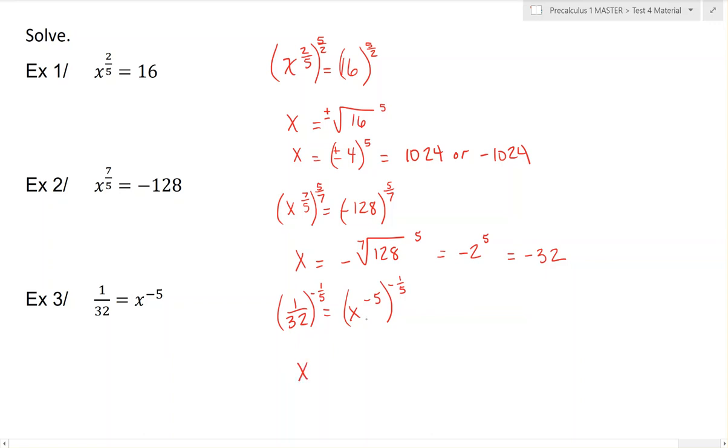So x to the negative 5 to the negative 1/5 gives me just an x. And when I have a 1/32 to the negative 1/5, what that is going to do is make me flip the 1/32 to a 32, and then that makes my exponent positive. It's still a 1/5, so we have a 5th root of 32, which is 2.